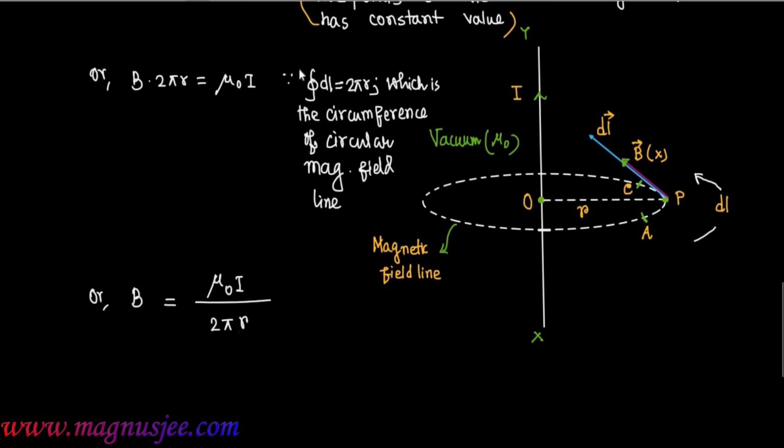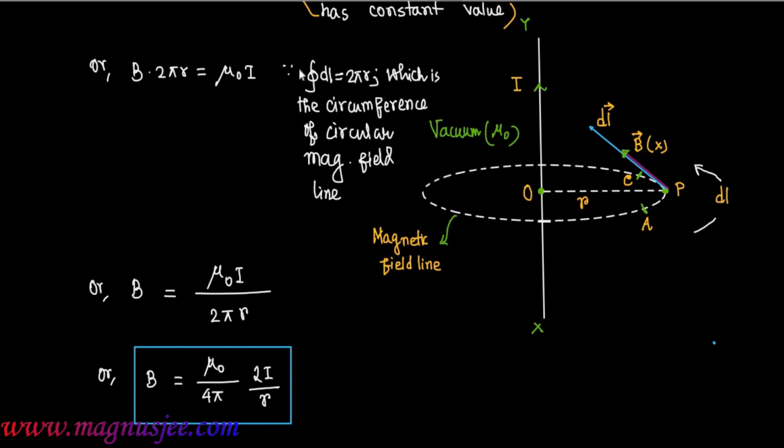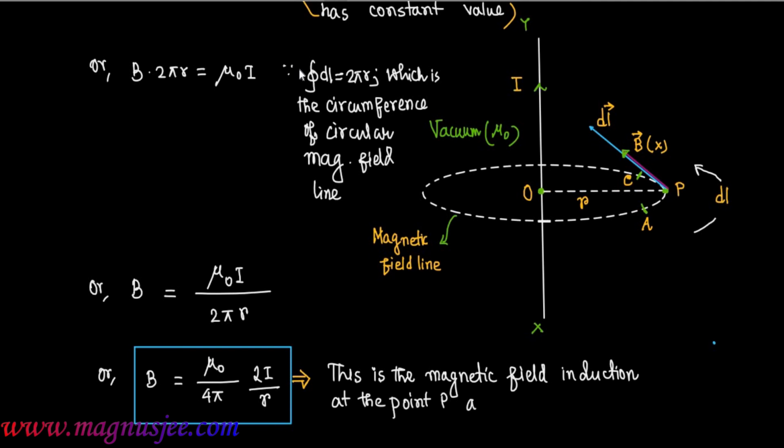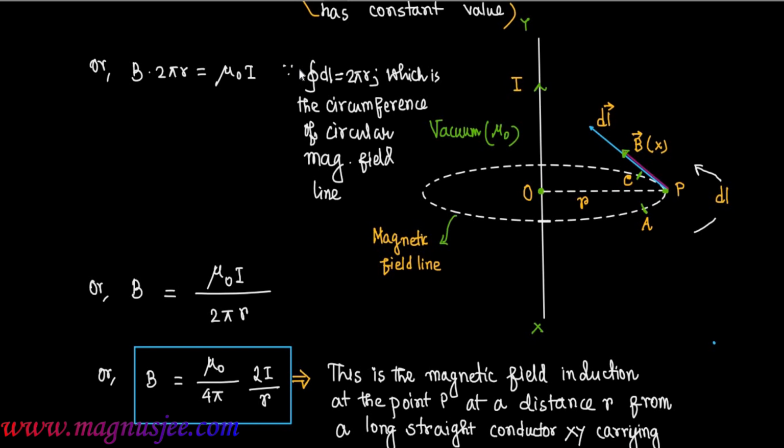So B equal to mu 0 I divided by 2 pi r, or B equal to mu 0 by 4 pi dot 2I divided by r. So B equal to mu 0 by 4 pi 2I by r. This is the magnetic field induction at a distance r from a long straight conductor XY carrying a current I. This is the magnetic field induction at the point P at a distance r from the long straight conductor XY. B equal to mu 0 by 4 pi 2I by r.